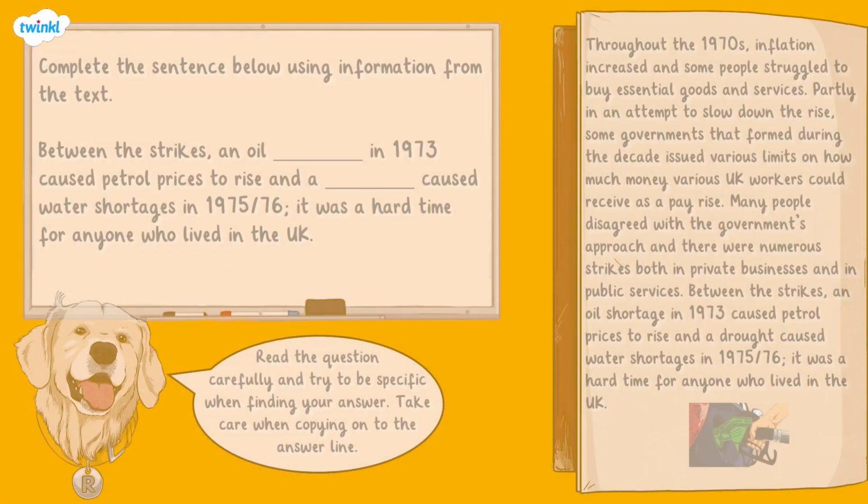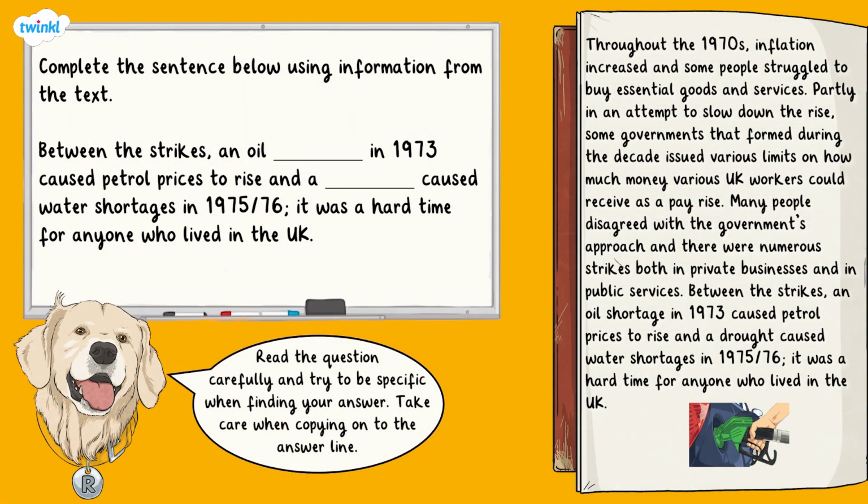For our next question, you are being asked to complete the extract with words from the text. Between the strikes, an oil blank in 1973 caused petrol prices to rise and a blank caused water shortages in 1975 to 1976. It was a hard time for anyone who lived in the UK. Pause your video now and have a go at answering. Hit play again when you are ready to go through it.